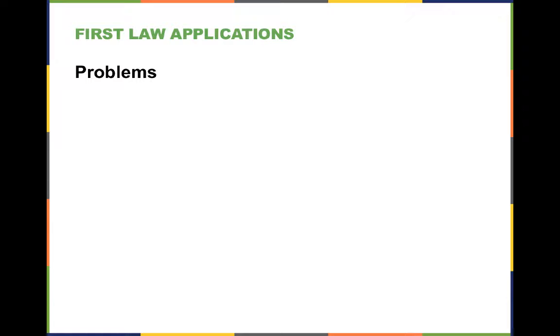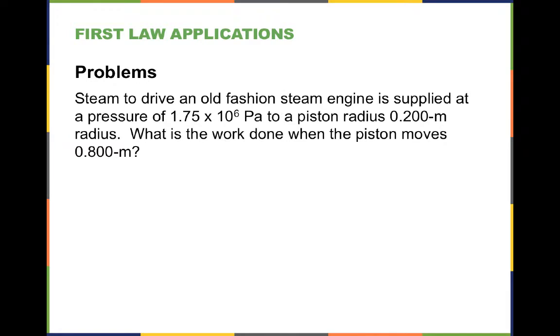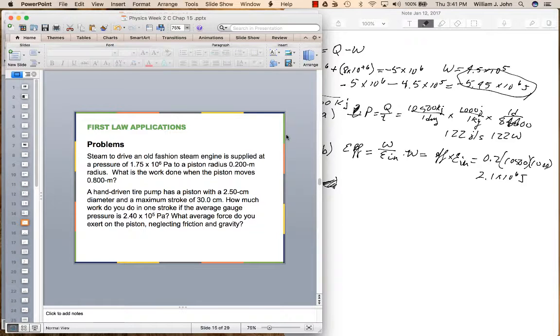So let's do a couple problems related to this application of the first law. Steam is used to drive an old-fashioned steam engine, and is supplied at a pressure of 1.75 times 10 to the 6 pascals to a piston whose radius is 0.2 of a meter. And if the piston moves 0.8 of a meter, how much work is done? So let's go to our notepad here.